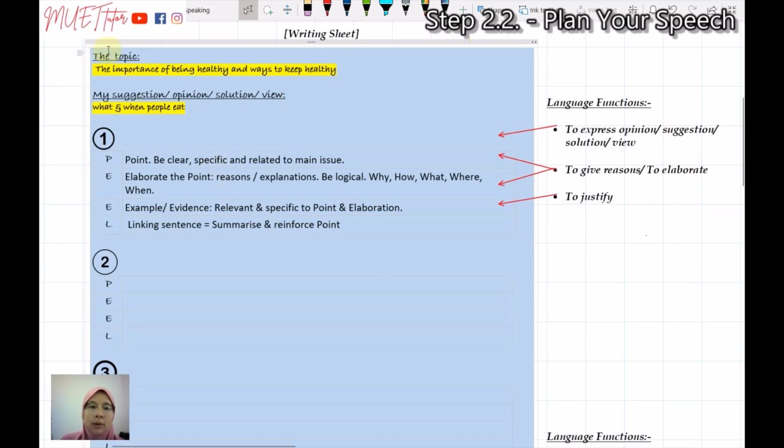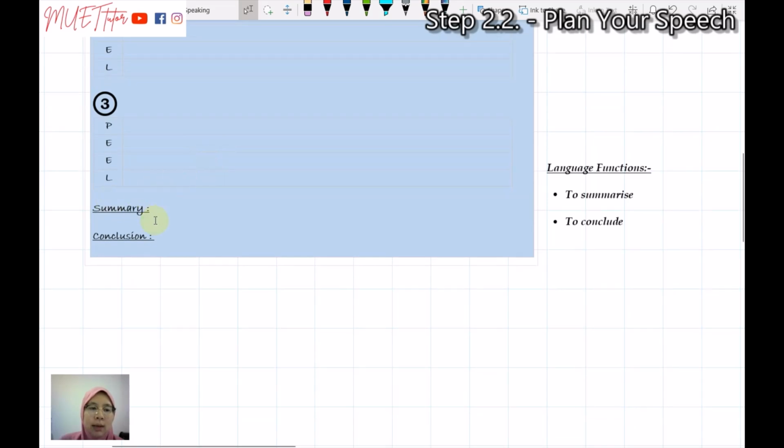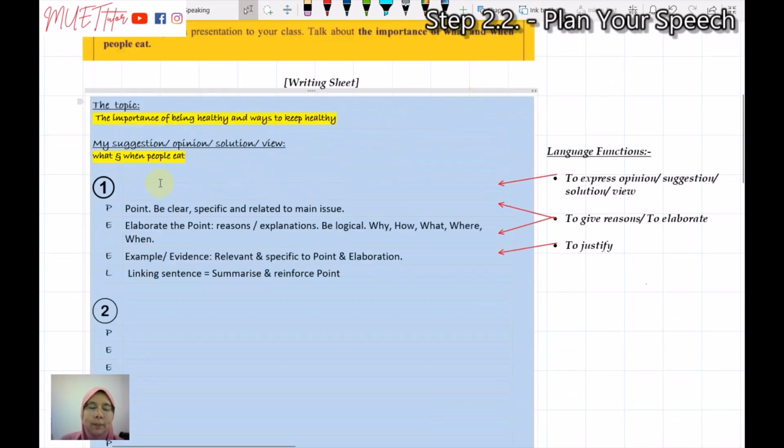For example, the topic, my suggestion, opinion, solution, or view, numbers 1, 2, and 3, and they are PEELs, P-E-E-L, and I'll explain what these PEELs are. And don't forget the summary and your conclusion.